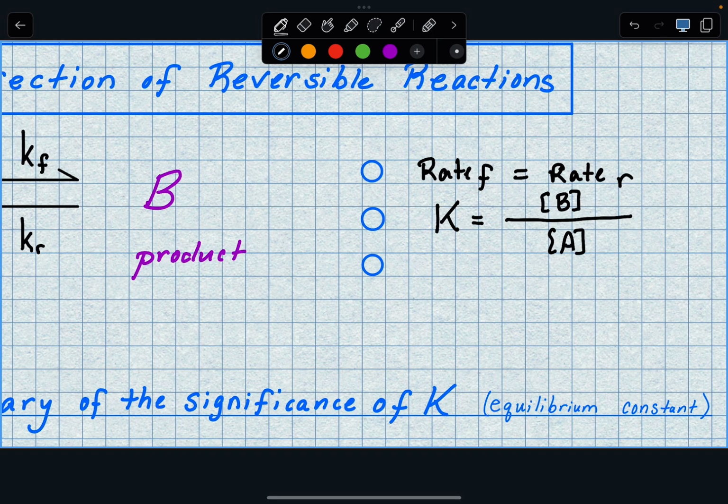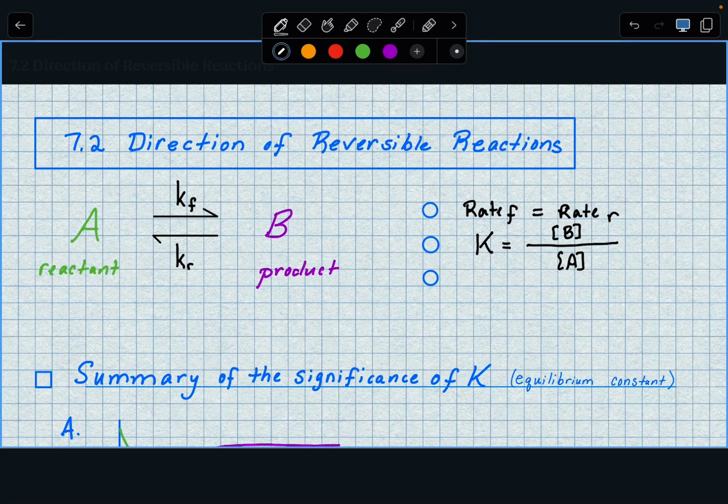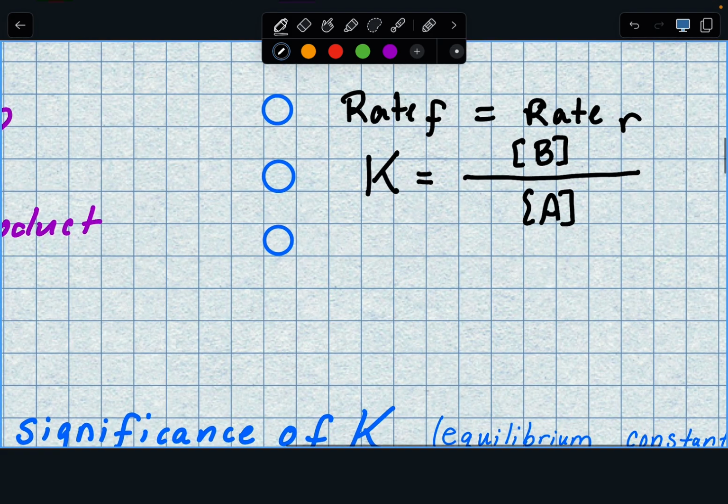And depending on the rate constant, the forward or reverse, the size of the K value, whether it's greater than 1, less than 1, or equal to 1, will change and be equal to a different value. So I'm going to put in here a little bit of how I got to that point.